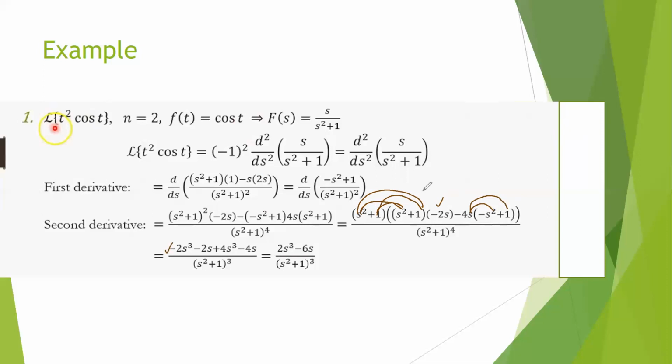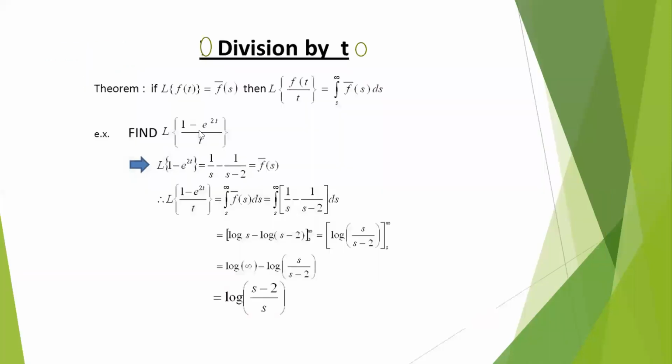So like this, by using suitable simplifications, we can find out the final answer for the Laplace transformation of t square into cos t. Okay, so this is all about the Laplace transformation of multiplication by powers of t. So after learning about this Laplace transformation of multiplication by t, let us try to understand about division by t.